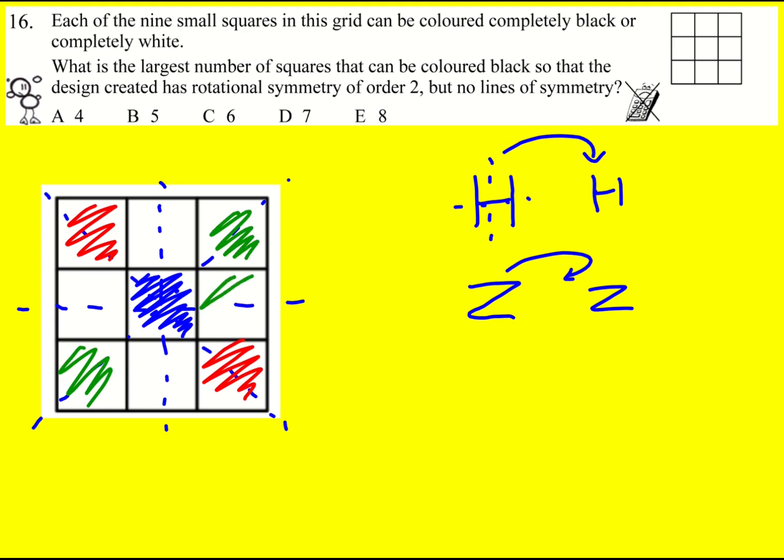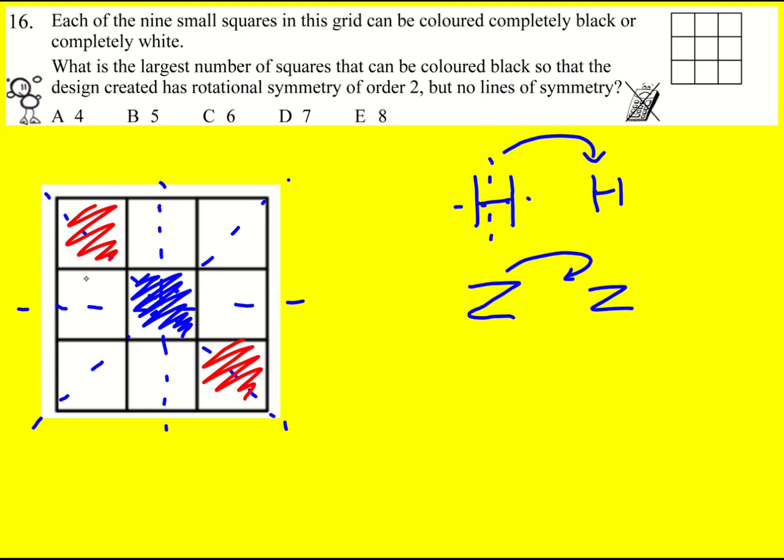But if I then shade this one, maybe I'll do it in a different color, then I'm going to have to shade that one to get my rotational symmetry back, but I'm back to the H. So that is a problem. And the green is also problematic. So this is okay at the moment. I just now need to try and remove the lines of symmetry.